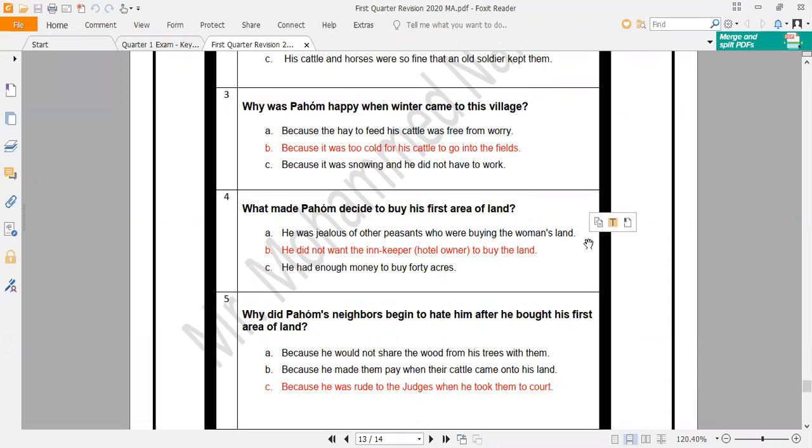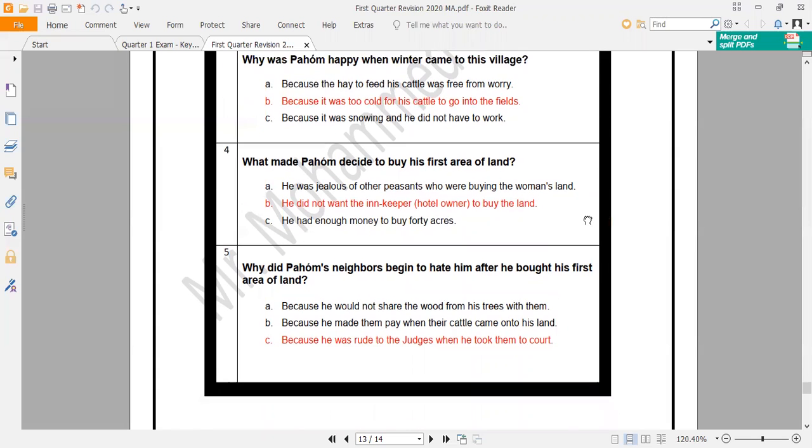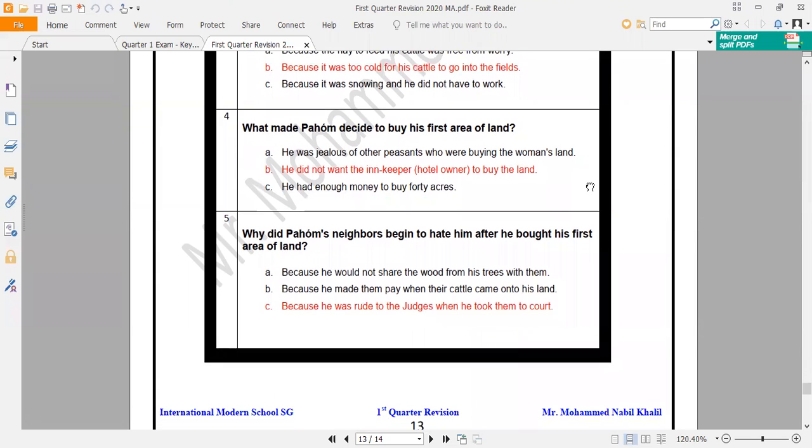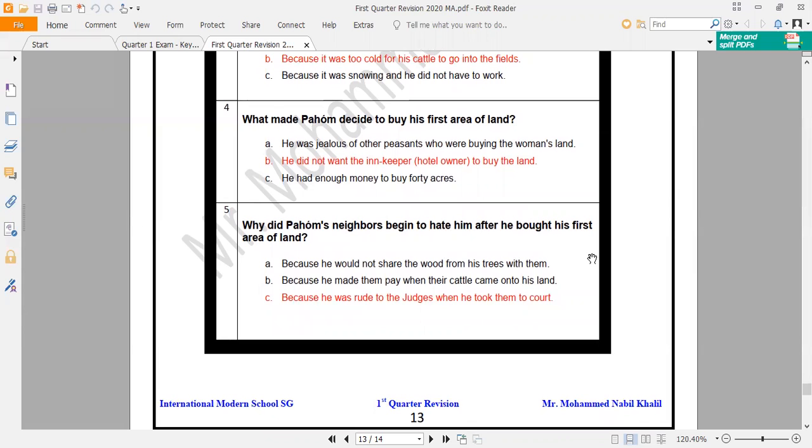The innkeeper wanted to buy the land, but Pahom didn't want that because they had some problems, and he knew that they didn't like each other. Pahom knew that the innkeeper would increase the rent or impose some fees. So he decided to buy the land from the landowner, from the woman.